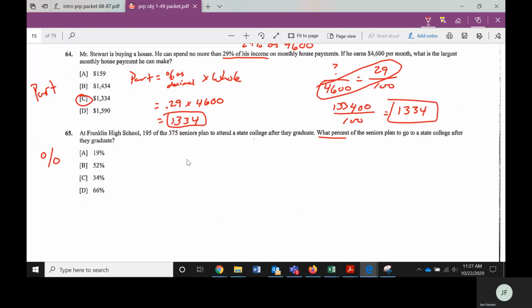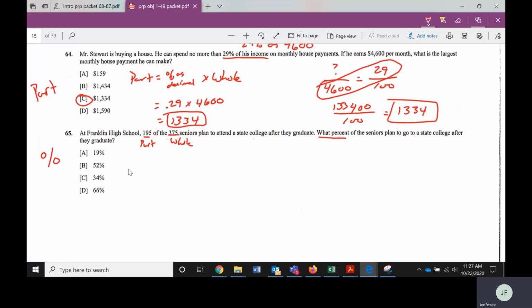So a couple things, you can look at this just reading it. We have a bunch of seniors. Part of that senior class is going to go to state college. So this would be the part. This would be the whole senior class. Otherwise also they write it out pretty straightforward here. After the word of is 375, so that's the whole.